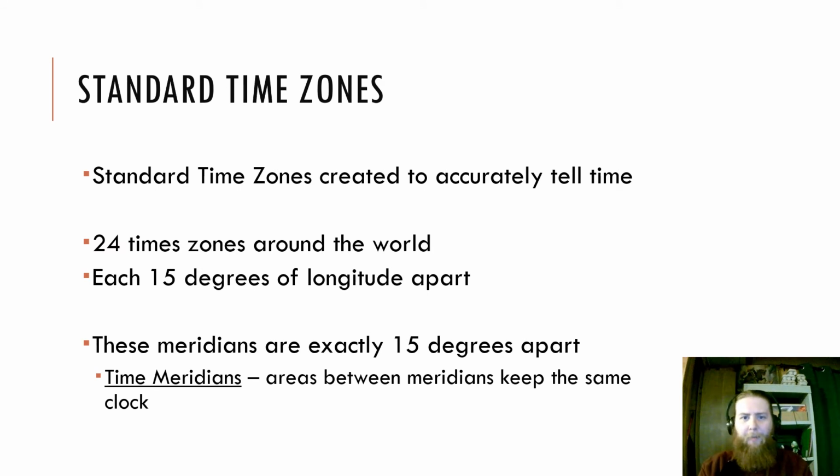So our standard time zones were created to accurately tell time and help people mail things and get them on the right day, to help set appointments and dates in different time zones. There are 24 of them around the world, and each time zone is 15 degrees of longitude apart. We call these time meridians. These are the areas between the meridians that keep the same clock. So we're on Pacific Standard Time. If you go one time meridian over towards the east, you're on Mountain, and then Central, and then Eastern Time. So you keep going time meridians.